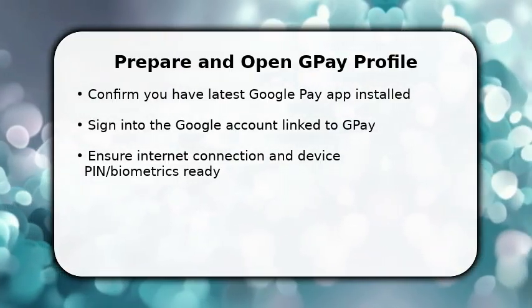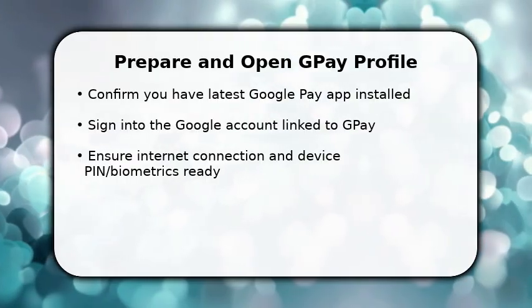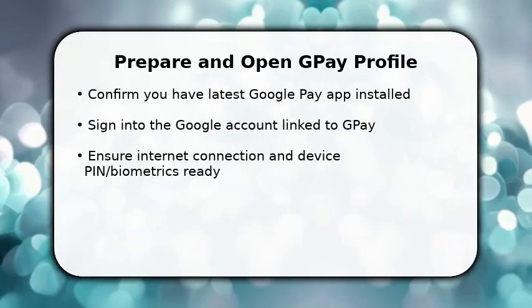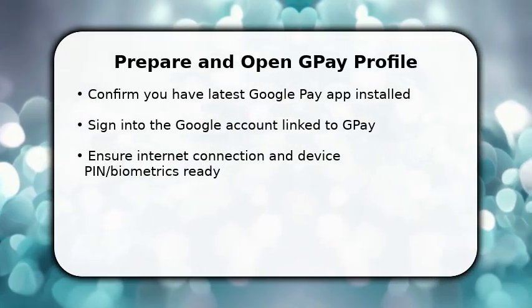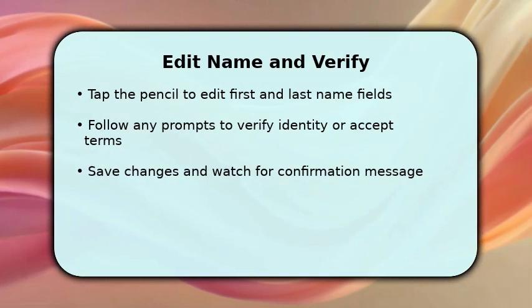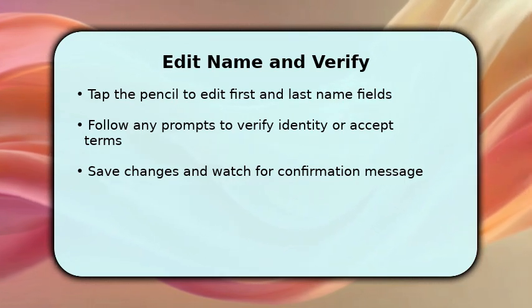This starts the name change flow. You're doing this to update how people see you when you send or receive money, not to change your Google account email. When the edit screen opens, replace or adjust your first and last name fields. Keep it within Google Pay name policies.